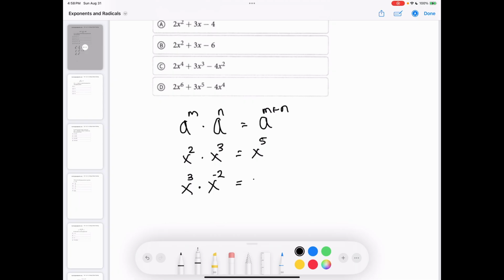This is still going to be x to the, I'm going to add up the exponents, right? So 3 plus negative 2, right? Since I have a plus and a negative and they're different signs, this ends up being a positive 1, and I end up with x to the first power, which I can just rewrite as x, okay? So again, this is the product rule, okay?